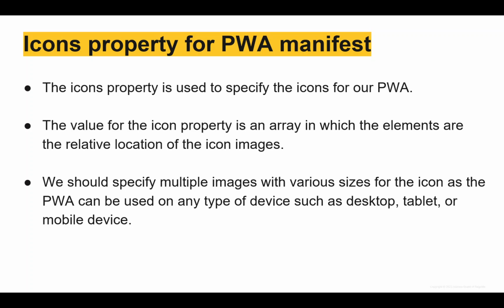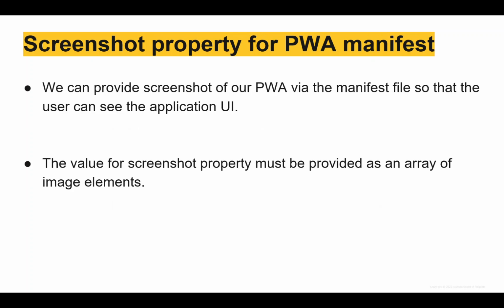Then there is the icons property. When we are creating an app, we usually see there is an icon for the application. Those icons we can set in the icons property. The value for it will be an array of image elements, which will be the relative paths to the images in your directory. And we should give multiple image sizes, because your PWA can work on desktop, tablet, or a mobile device, so you need one image size for each device.